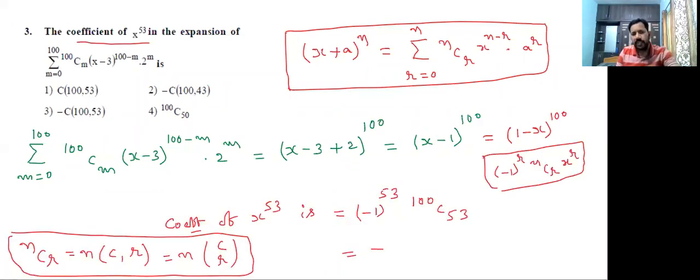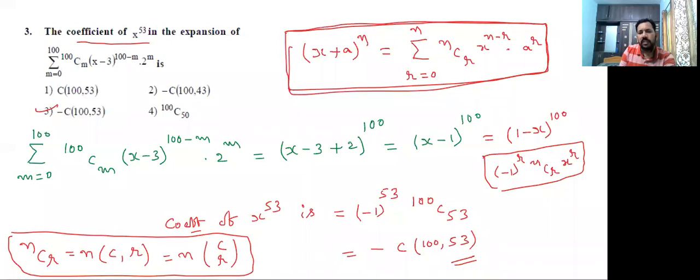This will come in permutation and combination. Yes or no? So 100C53 means how to write? C into 100 comma 53. Don't confuse here. Okay, students, which option is correct? Third option. Here observe this formula. (x plus a) whole power n expansion is equal to sigma r is equal to 0 to n nCr into x power n minus r into a power r.